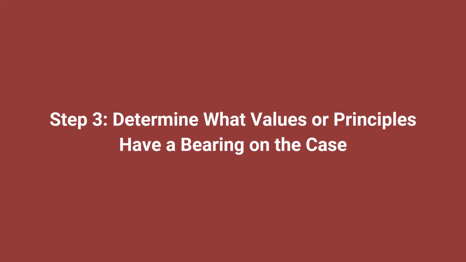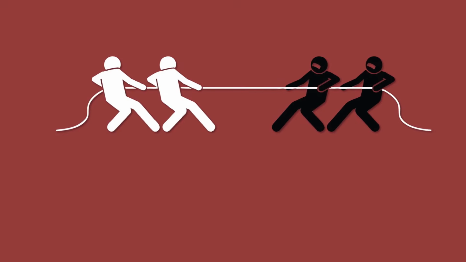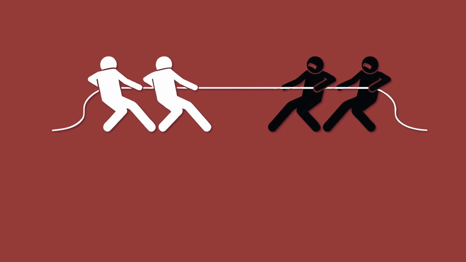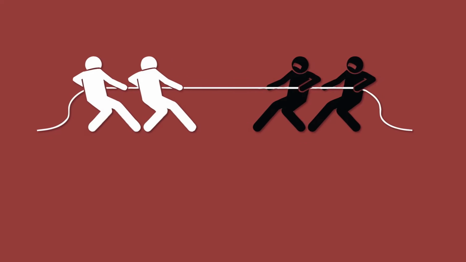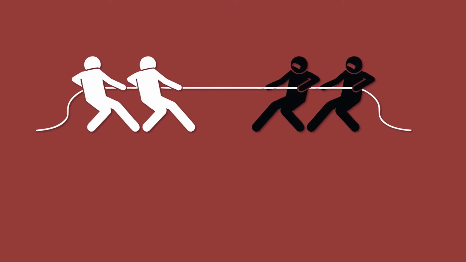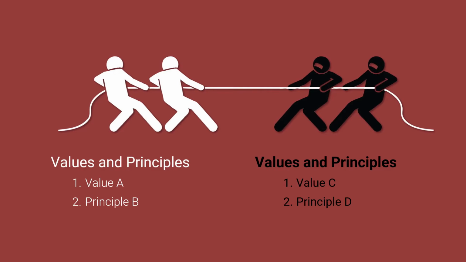Step 3. Determine what values or principles have a bearing on the case. As mentioned earlier, moral dilemmas have certain values and principles that are central to the competing positions of the people involved. They are actually the reason why these people hold their positions strongly and with passion. Step 3 is to determine what these moral values and principles are.